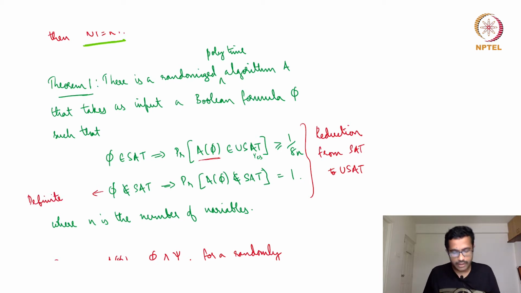If it's a no instance, meaning you start with an unsatisfiable Boolean formula, then we will get an unsatisfiable Boolean formula. But if we start with a satisfiable Boolean formula, we want to get to a Boolean formula that has exactly one satisfying assignment, and that happens with some probability. So unsatisfiable remains unsatisfiable, whereas for satisfiable we may or may not get into the unique sat yes instance. So this is like a one-sided reduction, and also a probabilistic reduction. So it's a randomized reduction from satisfiability to USAT.